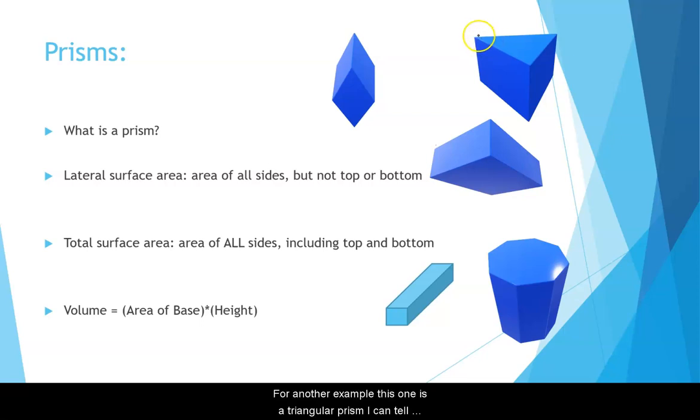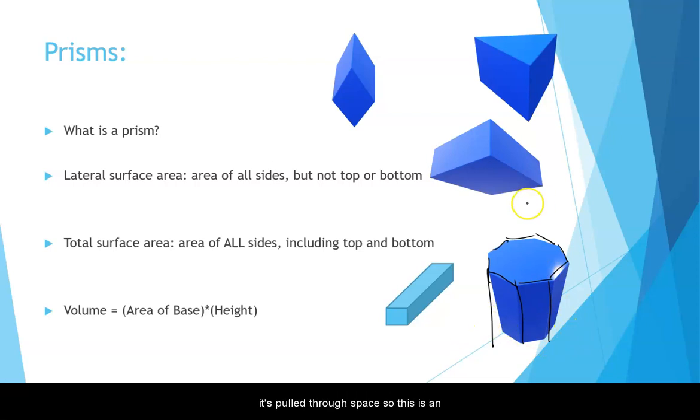For another example, this one is a triangular prism. I can tell because the base shape is a triangle, and then this triangle is pulled through space, so it has a height. There's this octagon, and that octagon is the base shape, and it's pulled through space. So this is an octagonal prism. This is a triangular prism. This is a rectangular prism.